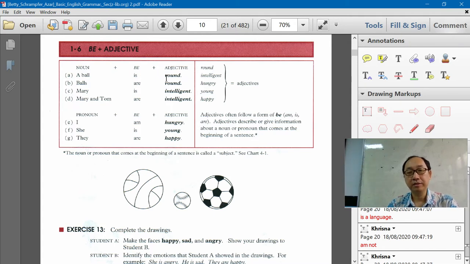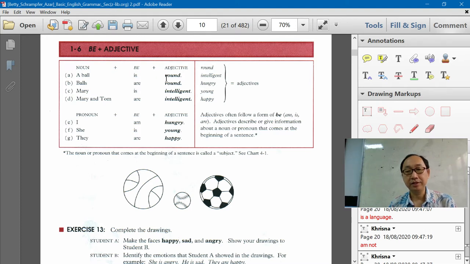Giving one character of Mary: Mary is intelligent. So the function of adjective is to give additional information, to give the character, memberikan sifat dari suatu benda. So, for example, a ball is round. Balls are round automatically, because it is plural. Mary is intelligent. Mary and Tom are intelligent. I am hungry. She is young and they are happy. So the function of adjective is giving additional information to nouns.